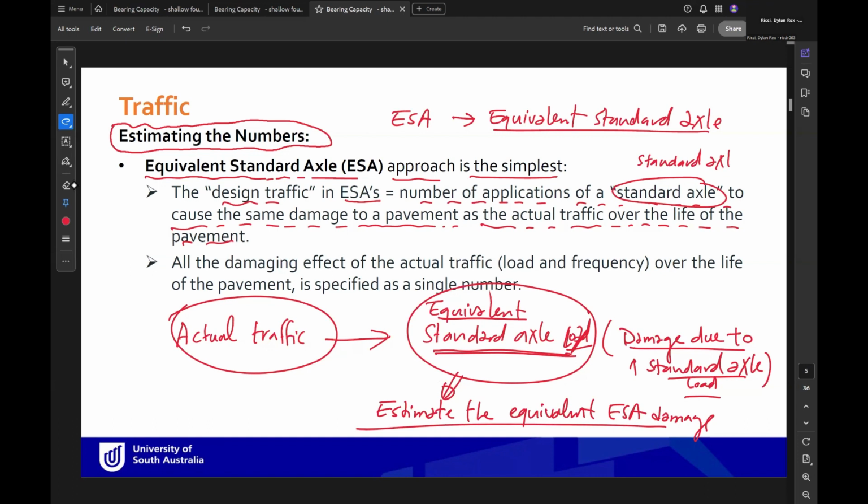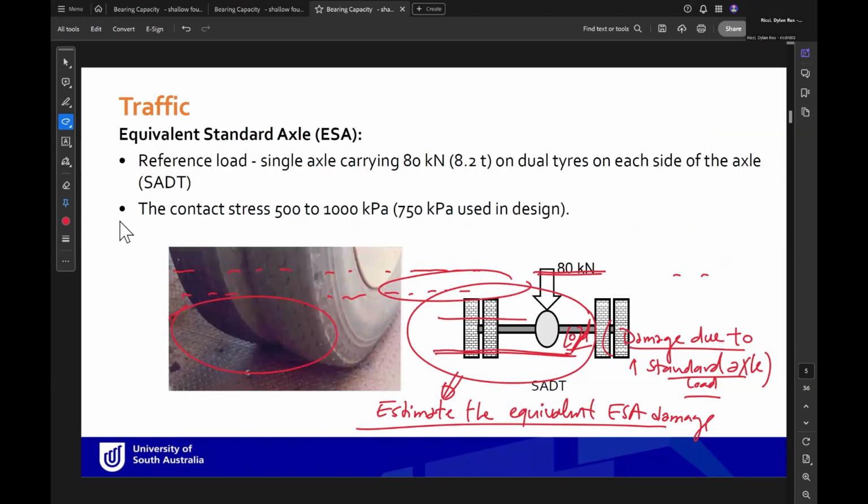And we calculate the damaging effect of the actual traffic, load and frequency over the life of the pavement as a single number. So this will be a single number. So we know how much damage is caused by the traffic expected on this route.